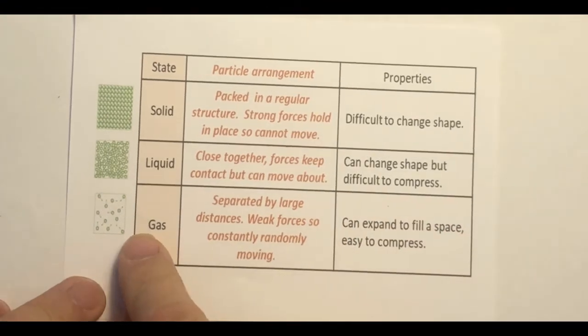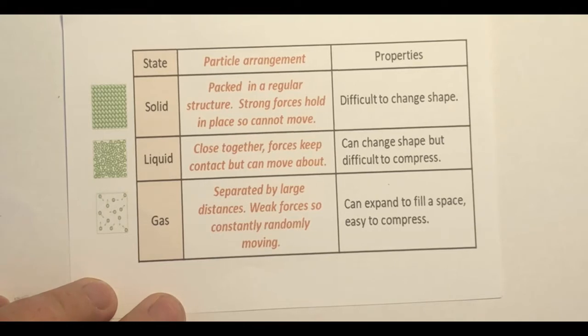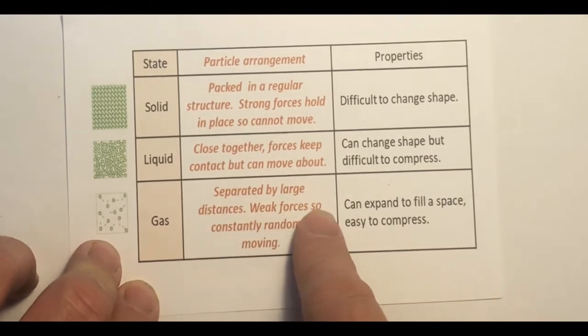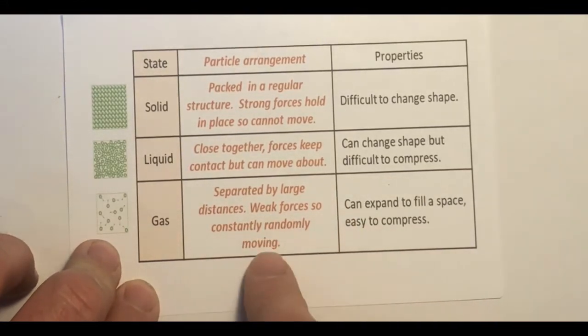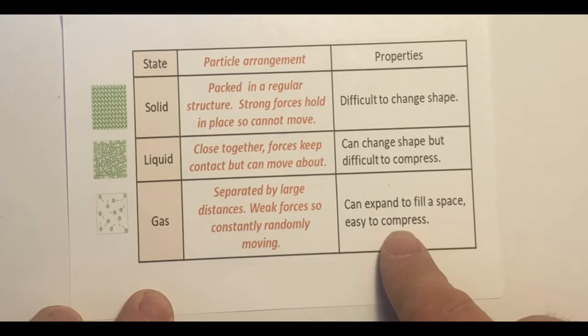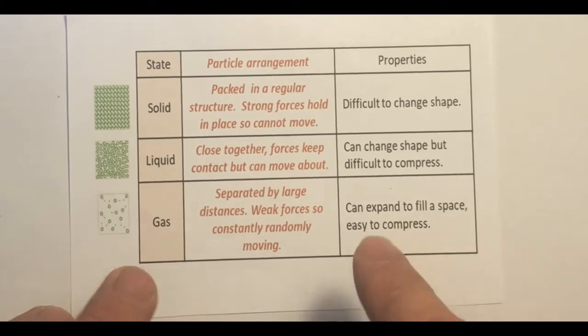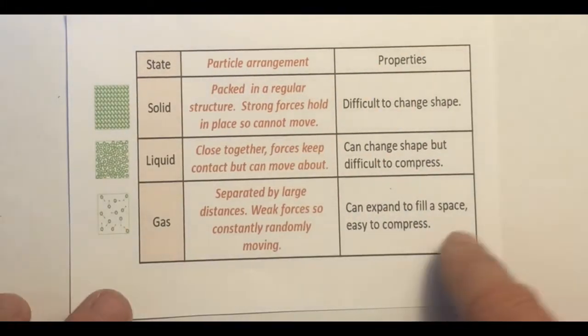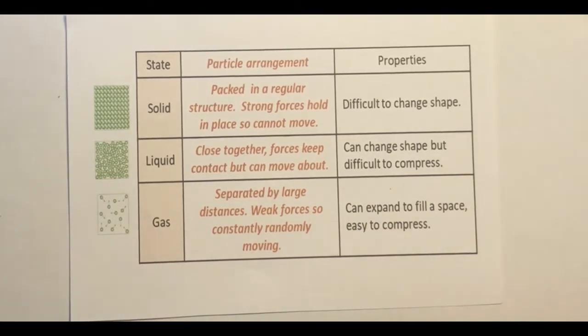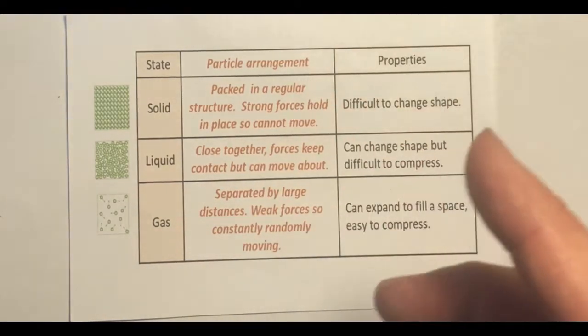A gas. If you go back to that playground analogy, where you've got your concrete and five or six Year 7s running around all over the place, they are separated by large distances and very weak forces. They're constantly, randomly moving around all the time. A gas can expand to fill a space and is easy to compress. If I took a group of ten Year 7s out onto the playground, they would disperse and fill the space. But if I wanted them back again, I would say over here, and they'd all come back and I'd be compressing them into a little area again.